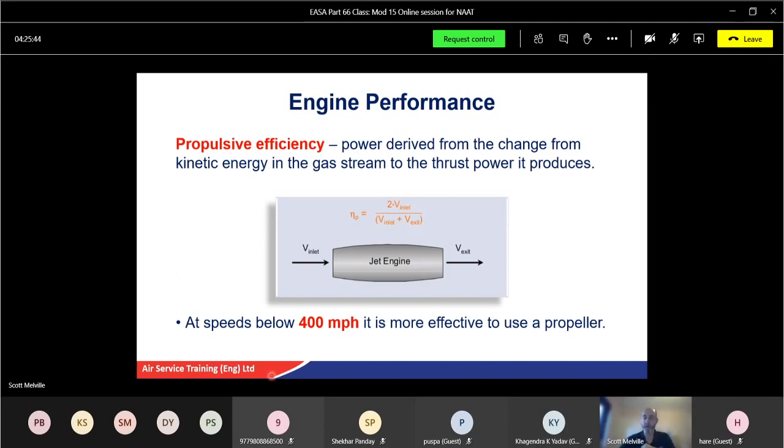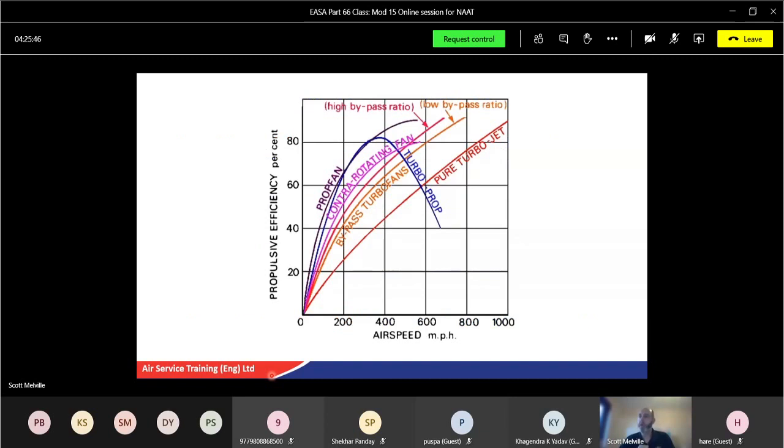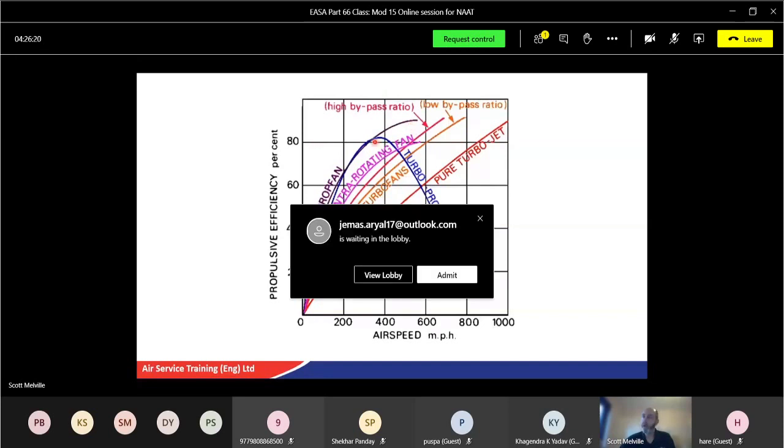So that's that one. Here's a typical example of the graph we've got comparing prop fans, bypasses, pure jets and turboprops. Speed is along the bottom, ranging up to about 1,000 miles an hour, and propulsive efficiency going up. If we look at the prop fan here, it's quite high at low speeds. The high bypass is getting quite high in efficiency, because a high bypass engine is basically almost a propeller engine, but with a casing around it. Hence why it's quite efficient.